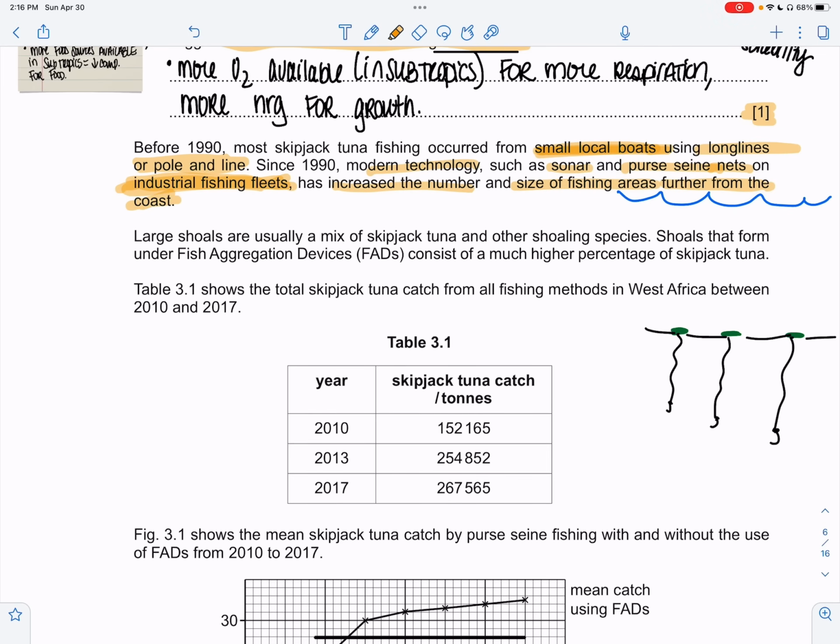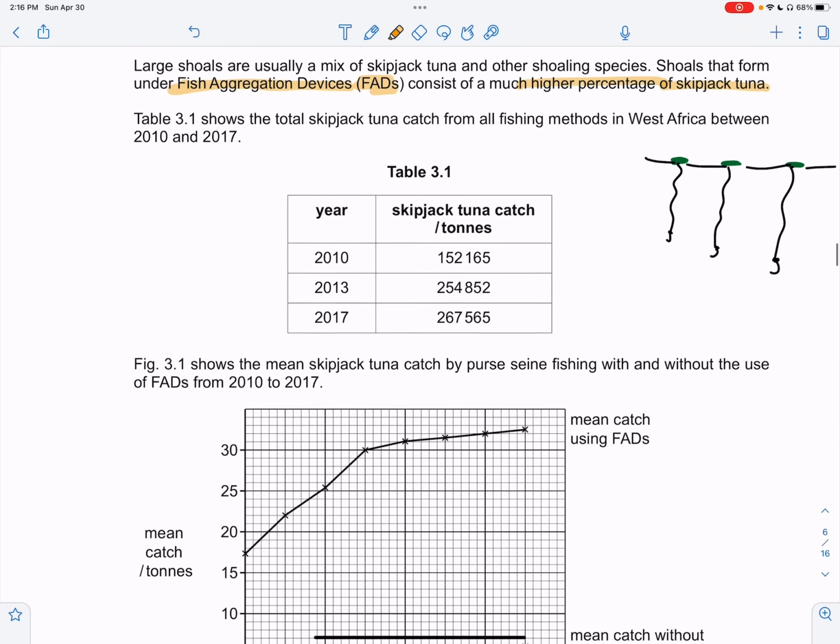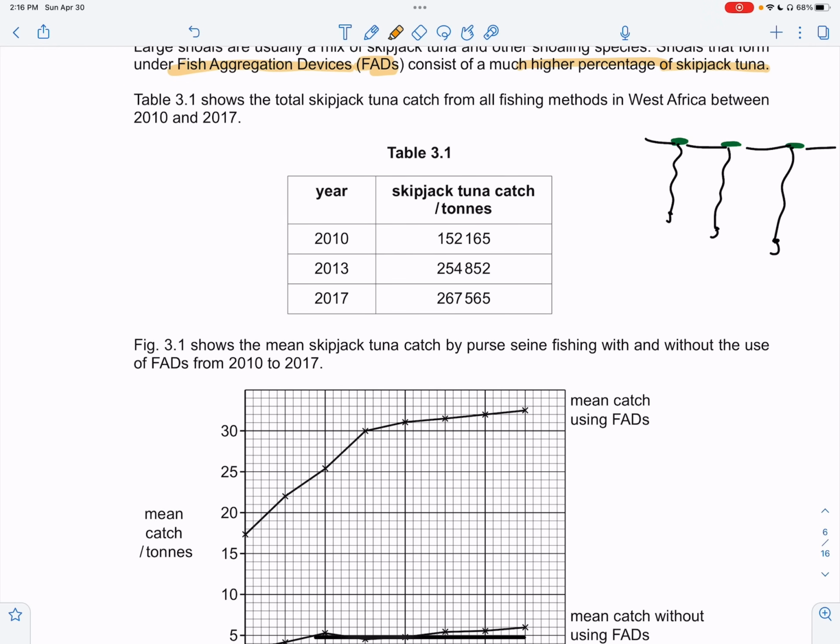Large shoals are usually a mix of skipjack tuna and other shoaling species. Shoals that form under the fish aggregation devices, or FADs, consist of a much higher percentage of skipjack tuna. So this is probably something they're going to implement a lot. You see the total skipjack tuna catch from all fishing methods, so totaled, in West Africa between 2010 and 2017.